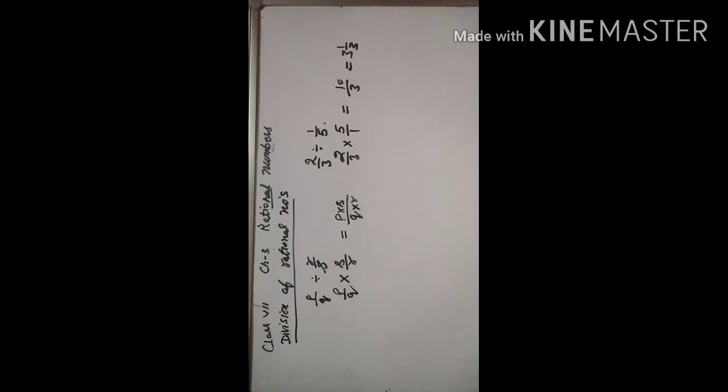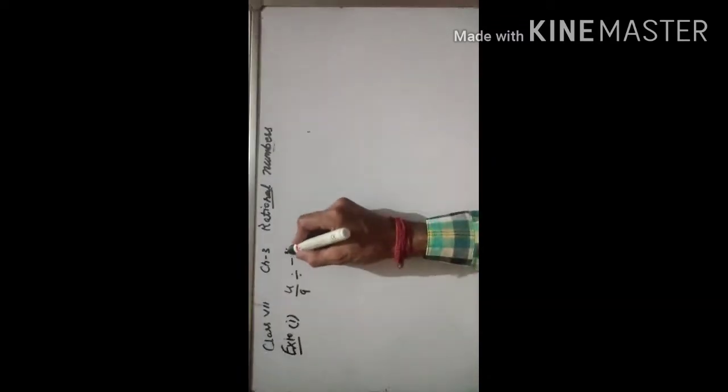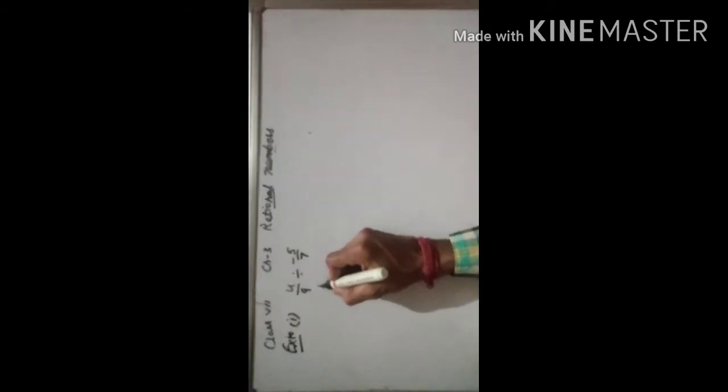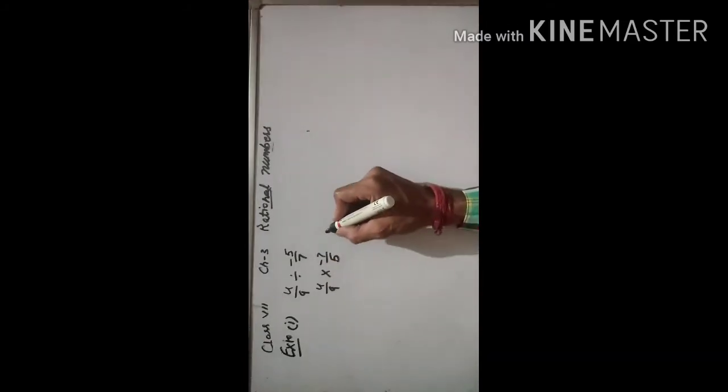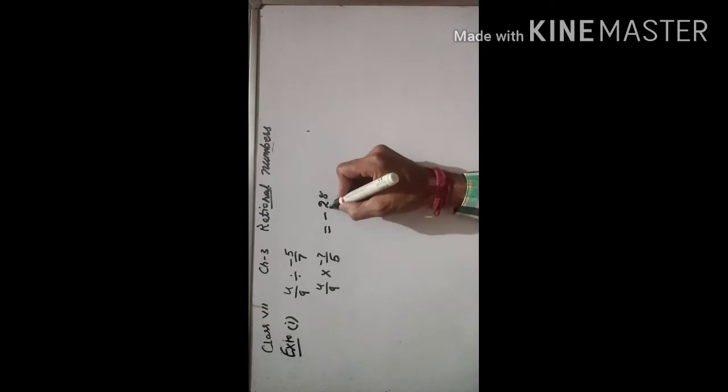Now come to the examples. Example number 10 is find the value of 4 by 9 divided by minus 5 by 7. Now 4 by 9 into minus 7 by 5. The reciprocal of 5 by 7 is 7 by 5. Now minus 28 on 45.